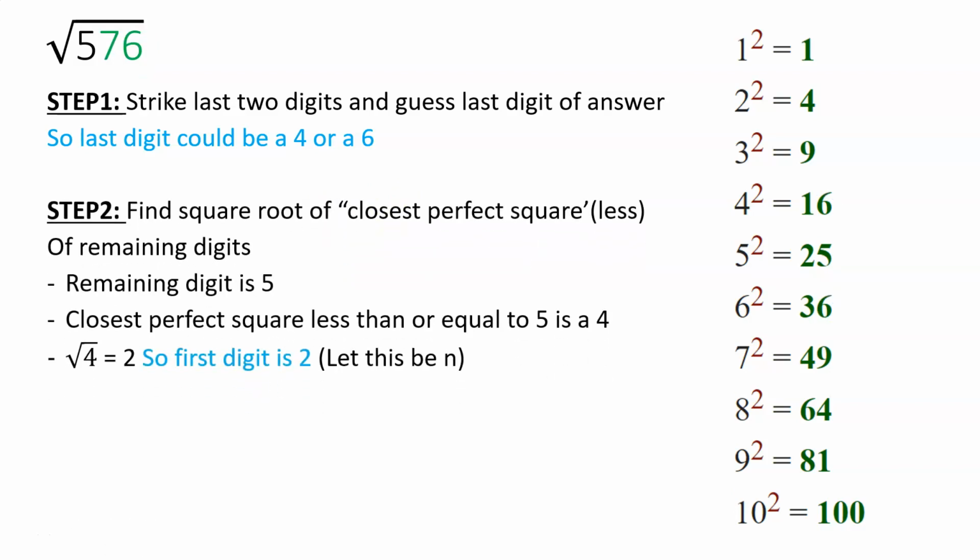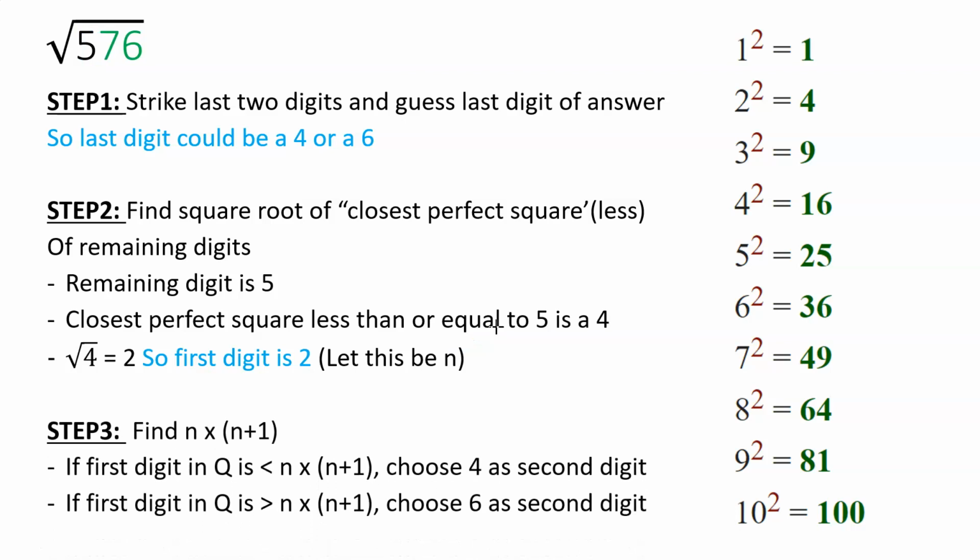Step 2. Find the square root of the closest perfect square less than or equal to the given number of the remaining digits. Once you scratch 7 and 6, the remaining digit is 5. For this 5, the nearest perfect square is 4. Choose a perfect square which is less than the remaining number. So, the square root of 4 is 2. So, the first digit is a 2. Treat this number as n and proceed to step 3.